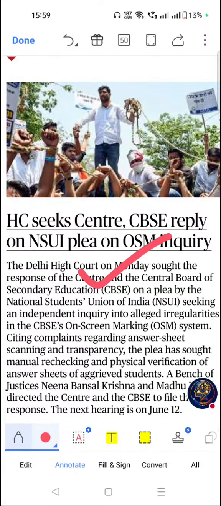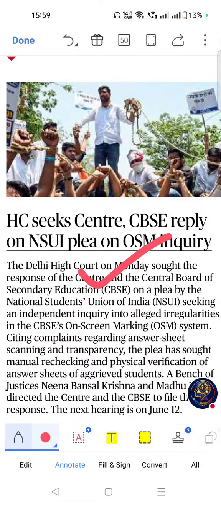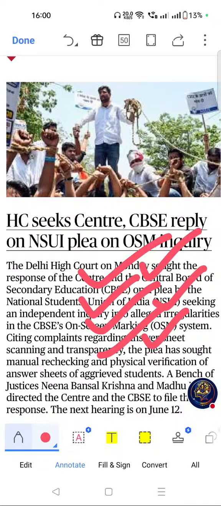High Court seeks center CBSE reply on NSUI plea on OSM inquiry. If you see the importance, education reforms are part of GS2. Technology in governance and education is increasingly relevant. Examination transparency affects millions of students. Key themes related to this topic are digital evaluation, examination reforms, transparency, and educational governance. Please go through this one.